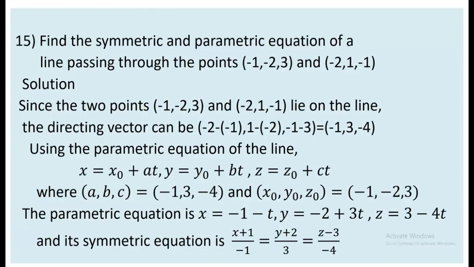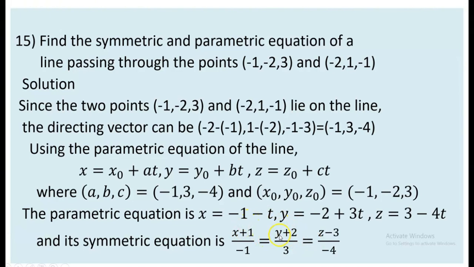So its symmetric equation is going to be like this. Move minus 1 to the left, it's going to be x plus 1. As you see, if you move minus 1 to the left, x plus 1, and divide by minus 1, t comes. So everything is solved for t here. Move again minus 2 to the left, y plus 2, and divide by 3. Move this 3 to the left again, z minus 3, and divide that by minus 4. So this is going to be the symmetric equation.